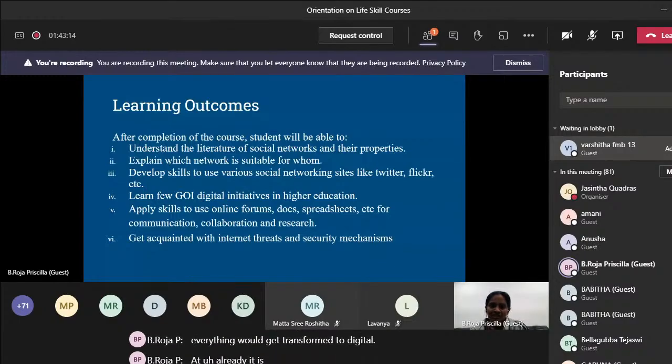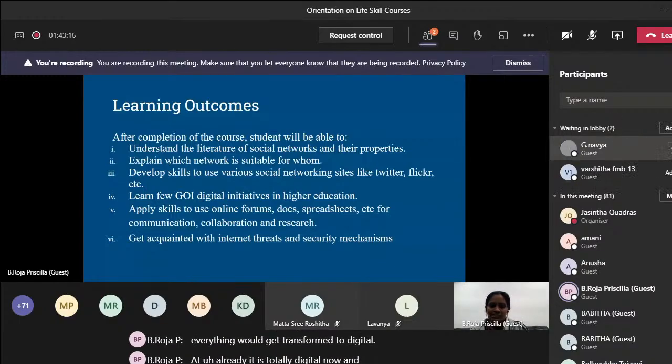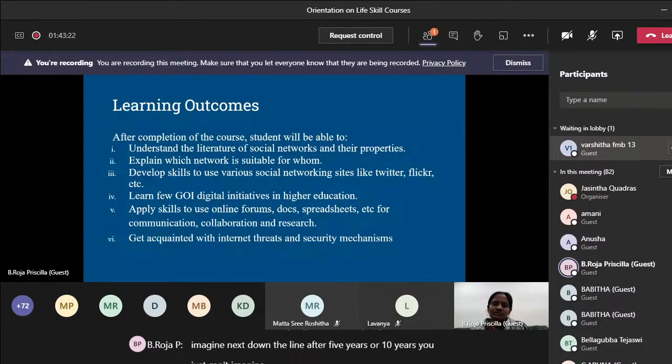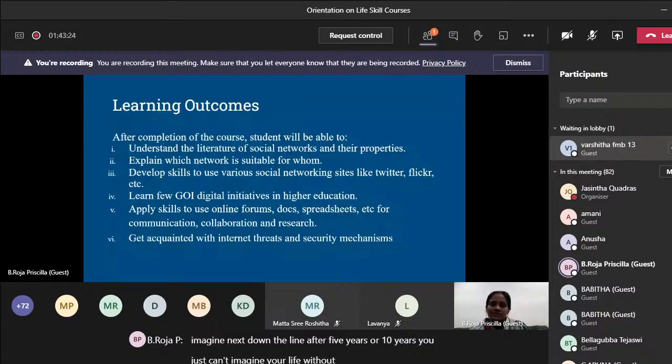Already it is totally digital now, and you just can't imagine, 5 or 10 years down the line, your life without internet. Because internet will totally become like next to breathing. So it's really important for a student to have knowledge of internet and concepts related to internet.